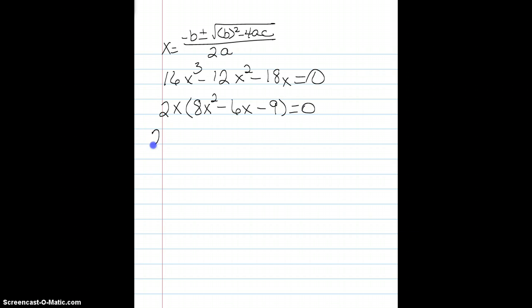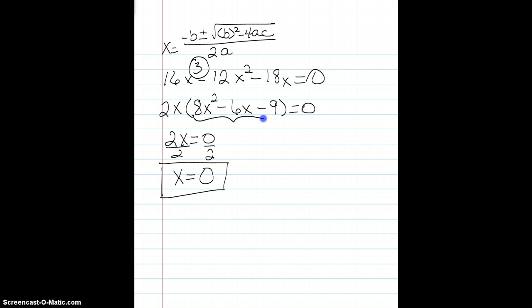Now, I'm going to go ahead and set my first factor equal to 0 and solve. And so one of my answers is x equals 0, and I need to keep up with that because I've got a cubic, so I am expecting 3 answers. The other 2 will come from the quadratic formula, and it will come from that piece right there. In this case, A is 8, B is negative 6, and C is negative 9.